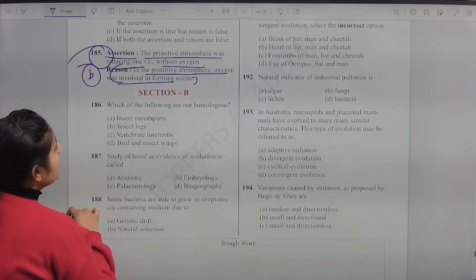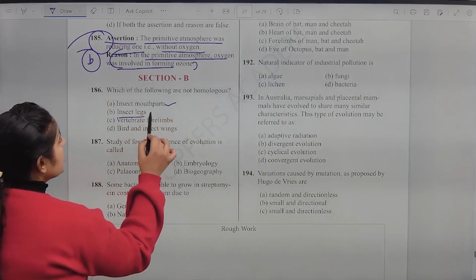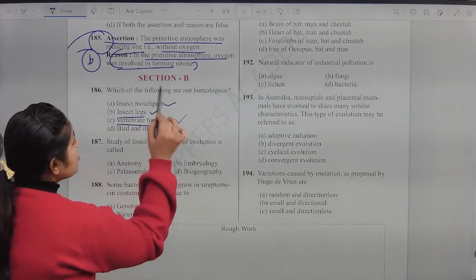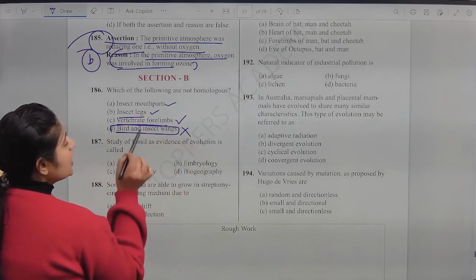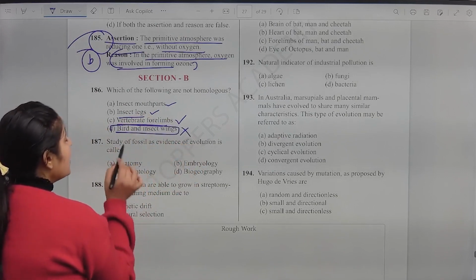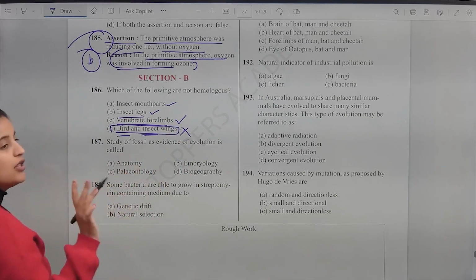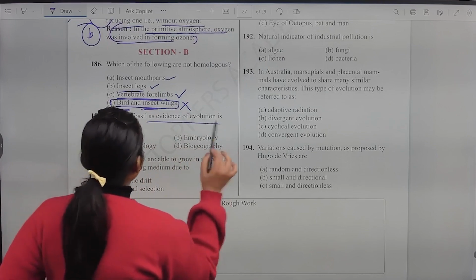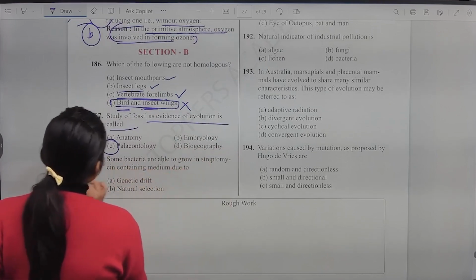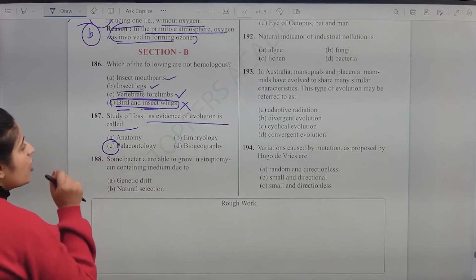Which of the following are not homologous? Insect mouth parts, they are homologous. Insect legs, they are homologous. Vertebrate four limbs, they are homologous. Birds and insect wings, they are not homologous. They are an example of analogous. Why? Bird belongs to Aves and insect belongs to Arthropoda. So their wings perform the same function, but their origin is quite different. Study of fossils as evidence of evolution is known as paleontology, and it is one of the proofs that shows evolution has happened.